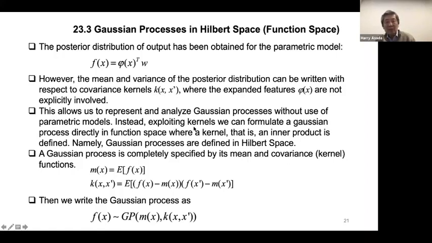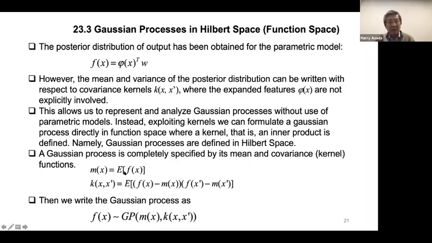Instead, exploiting the kernels, we can formulate the Gaussian process directly in the function space, where a kernel, that is, an inner product, is defined. Namely, Gaussian processes are defined in Hilbert space. It can be an infinite dimensional space. So a Gaussian process is completely specified by its mean and the covariance, right? And the covariance is, that's a kernel.